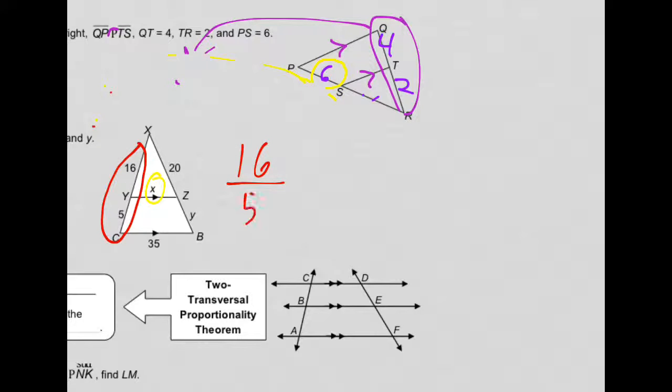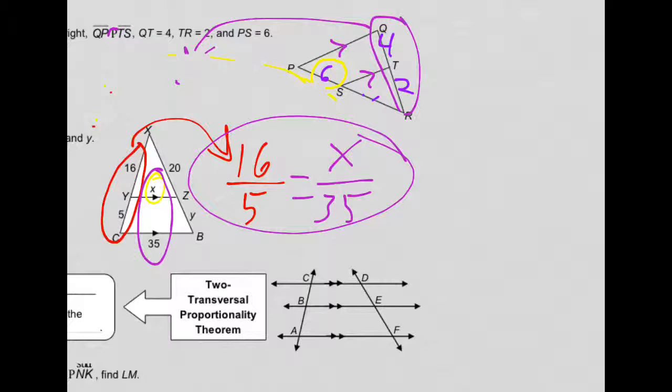16 over 5, once again, it just comes from right there, boom. And then I'm going to set it equal to this, x over 35. But hold on. I can't actually do that. Now why? Here.